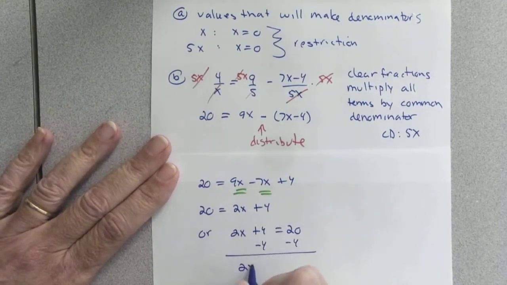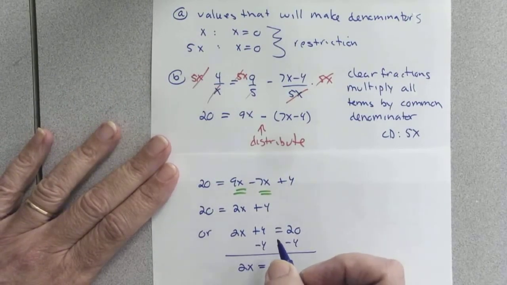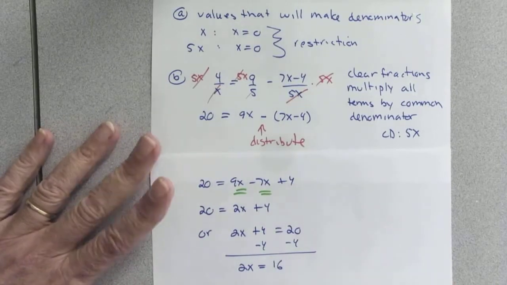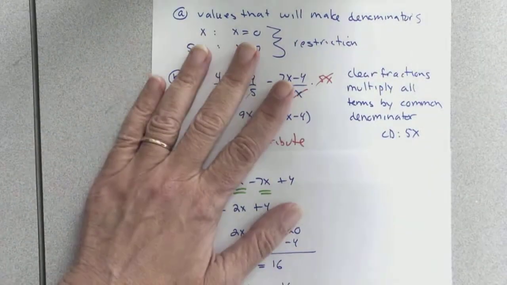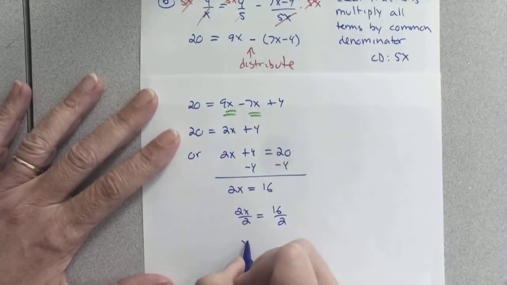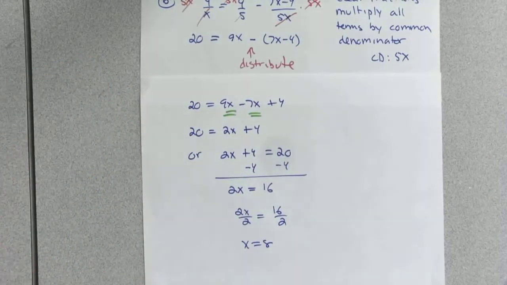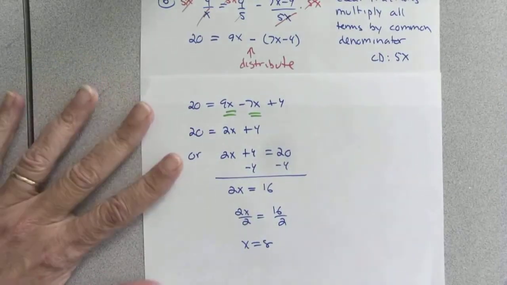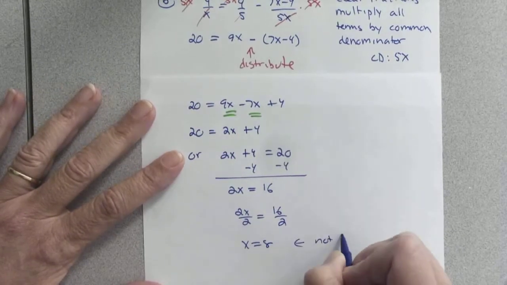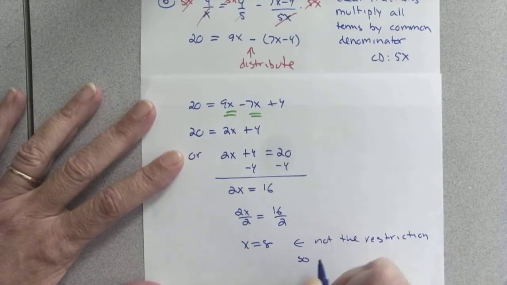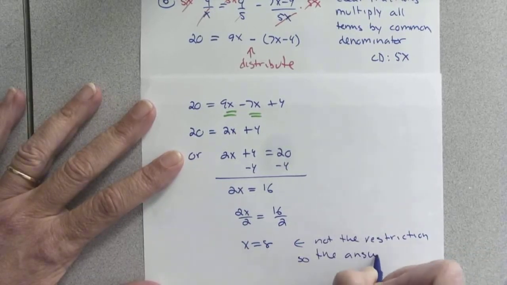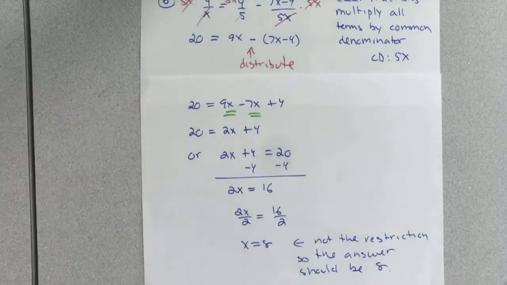Subtract the 4. I get 2x equals 16. Divide by the 2. And I get x equals 8, which was not our restriction. So the answer should be 8. If I did all my work correctly, the answer should be 8.